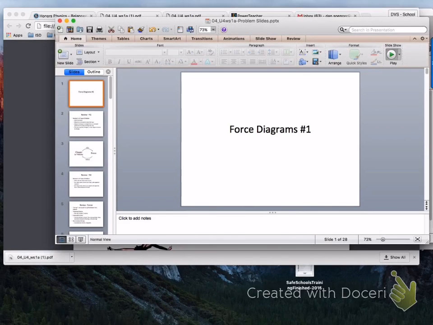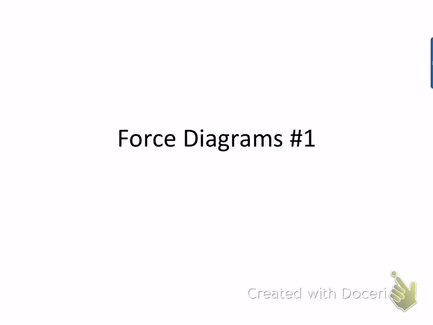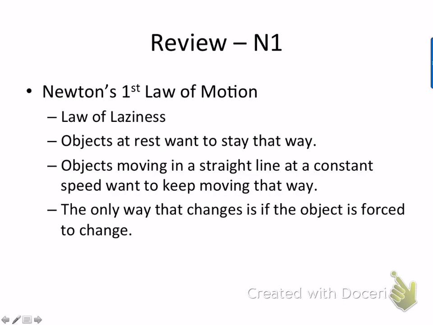It's okay. All right, so here's what we're going to do. So this is how to draw force diagrams. And I've got a few things that I'm just going to review really fast. So the first thing that we talked about 2 days ago was this whole idea behind Newton's first law of motion. So Newton's first is the law of laziness. Okay? Objects that are at rest, they want to stay at rest. They don't want to change. All right? Objects that are moving in a straight line at a constant speed, they want to keep doing that.